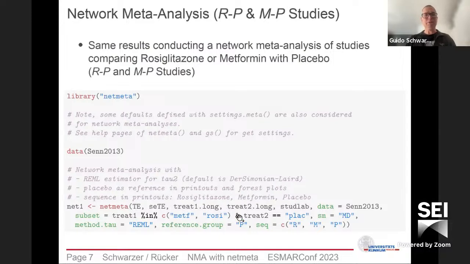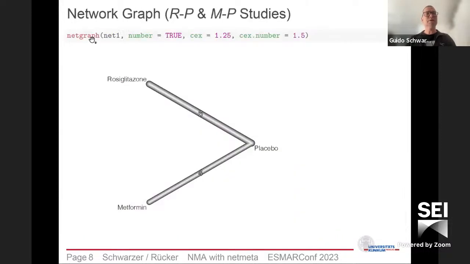The subset is the same as before, and here we say we are interested in the REML estimator for tau squared. By default, we would get the DerSimonian-Laird estimator. And we say that our reference group should be placebo. So in the printout, we will always see results in comparison to placebo. And this is just a specific order in the printout that we also would like to have. Using netgraph, we get here a network graph for this very small network, which is basically the same as we have seen before on one of the previous slides.